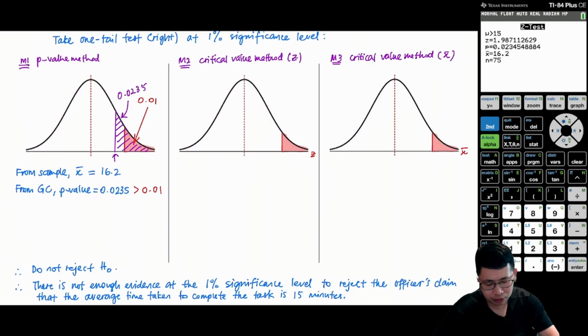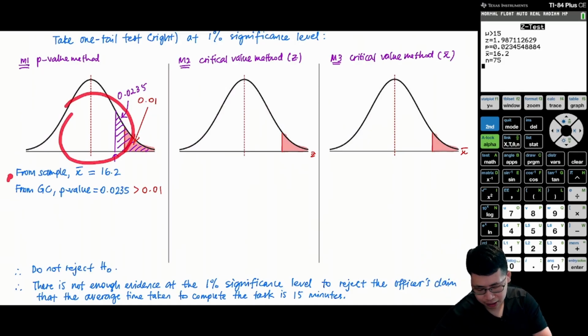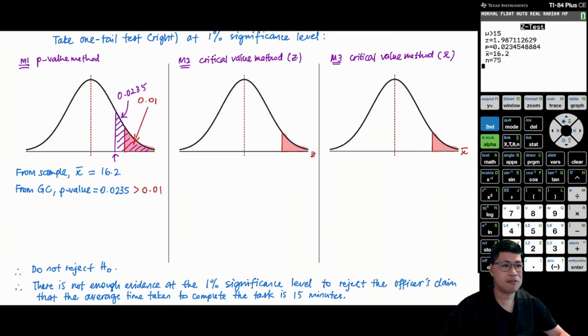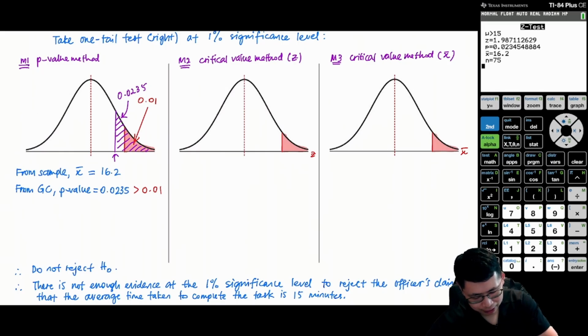Technically you don't even need the graph. You just need these two lines and these two final statements. So that's for the p-value method. The graph is just there to illustrate whether we reject or not.